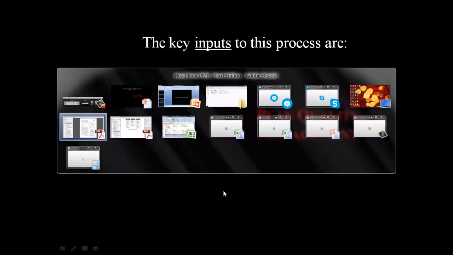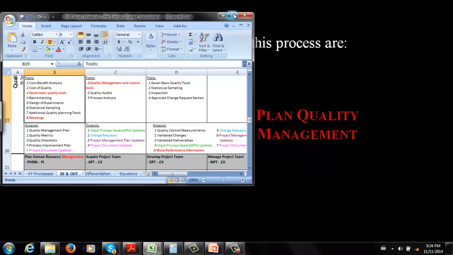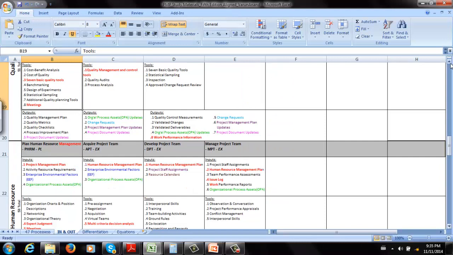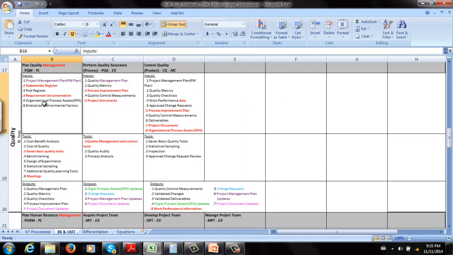So let's see what the key inputs are. For inputs, we'll go back to our ITTO sheet. So we have the project management plan. Because we are in the planning process of a particular knowledge area, we would definitely have the project management plan. Then we have the stakeholder register. Why do we have the stakeholder register? Remember, what is a stakeholder register? A stakeholder register is a document, or a file, which has the list of all the stakeholders that would be involved in the project.